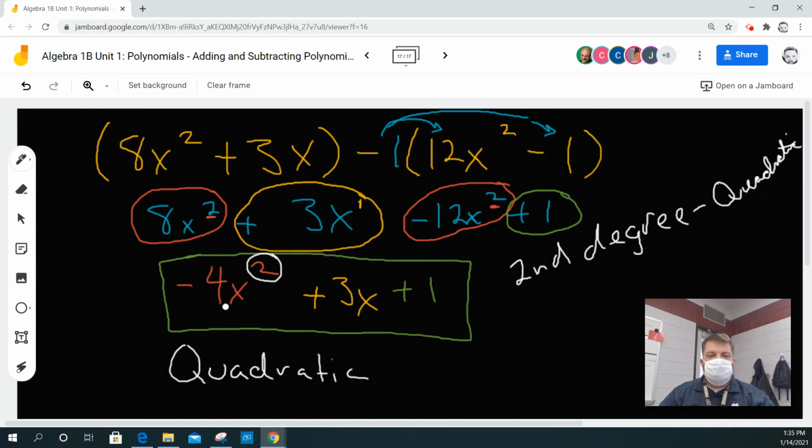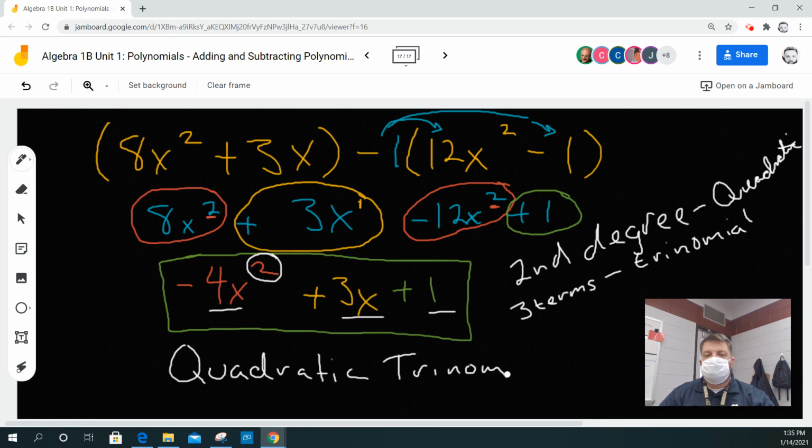All right, now how many terms do I have? I have 1, 2, 3 terms. What's that word, that fancy word Mr. Adams taught you that means 3 terms? How many wheels are on a bicycle? It's a trinomial. Trinomial just means 3 terms. So this is a quadratic trinomial. That's it for that one.